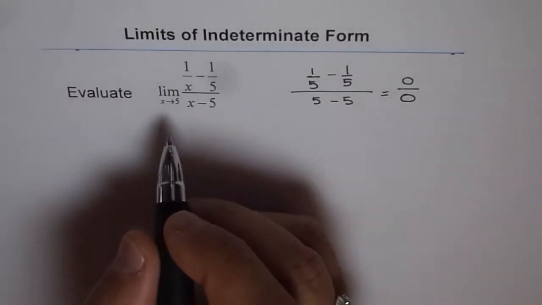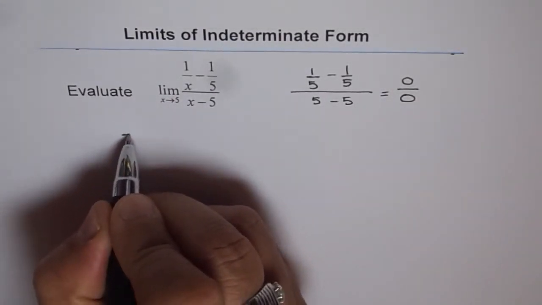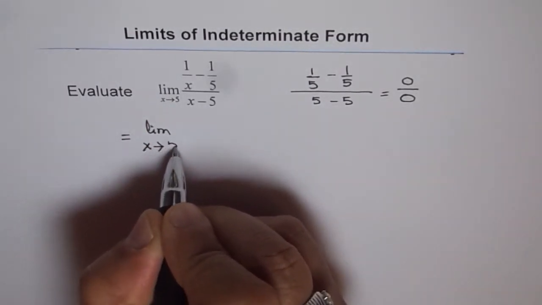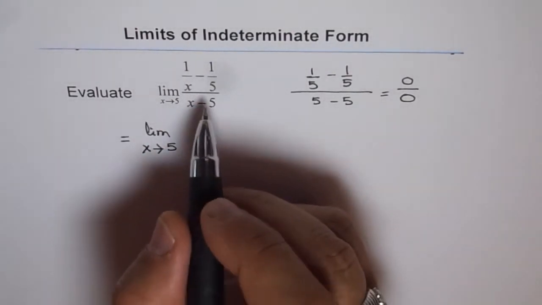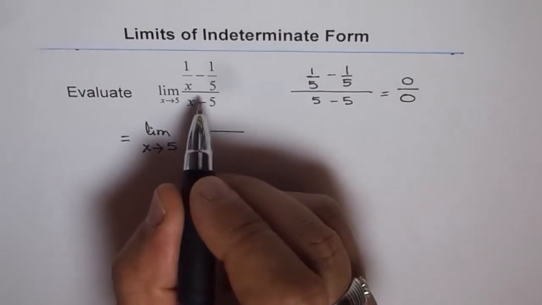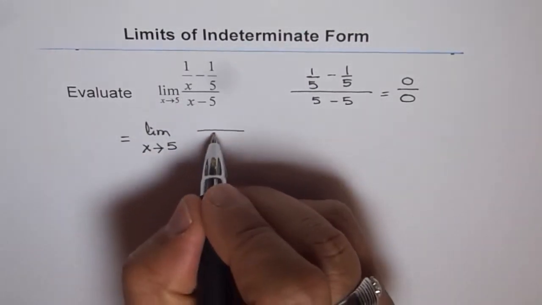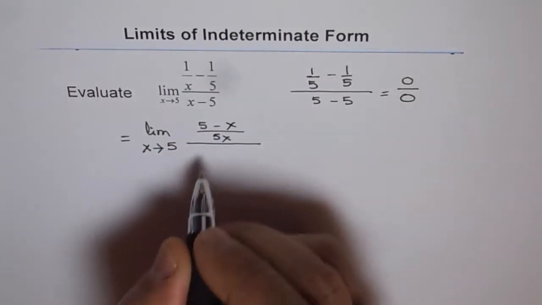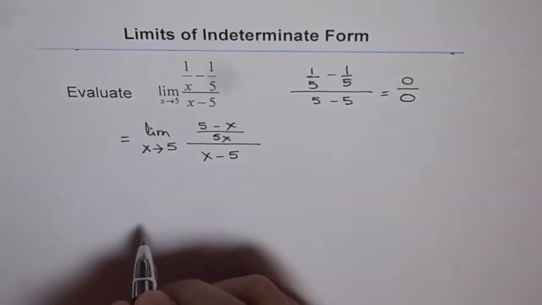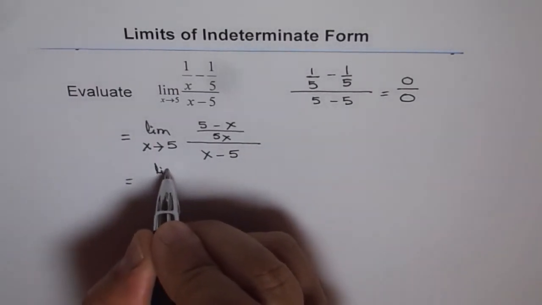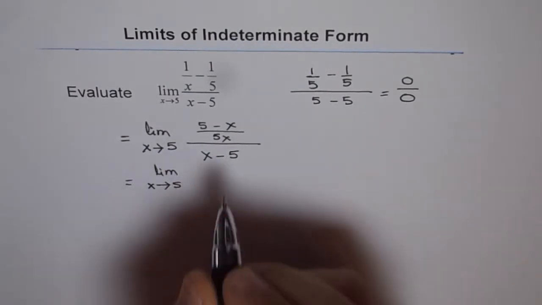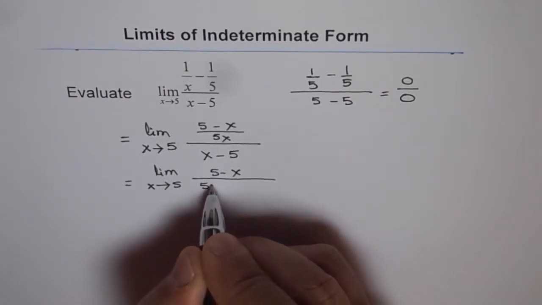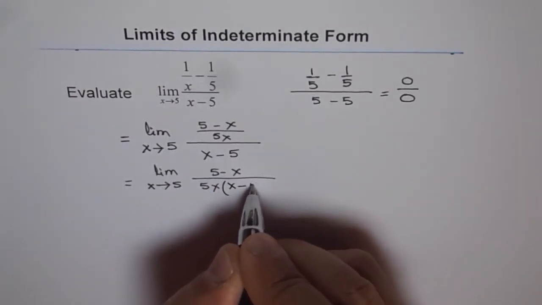So let's do that. We can write this as the limit where x is approaching 5, and in the numerator we will solve this fraction by taking the common denominator 5 times x, and we get (5 − x) over (x − 5). Now this could be written as the limit as x approaches 5 of (5 − x) over 5x times (x − 5).